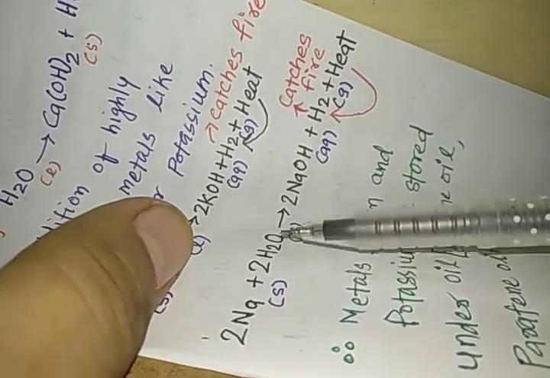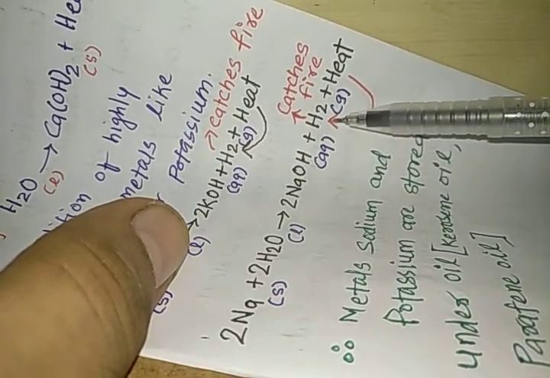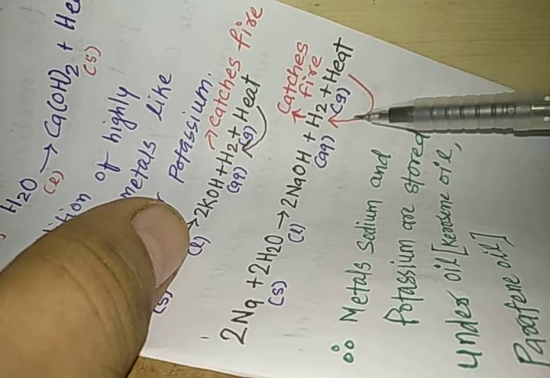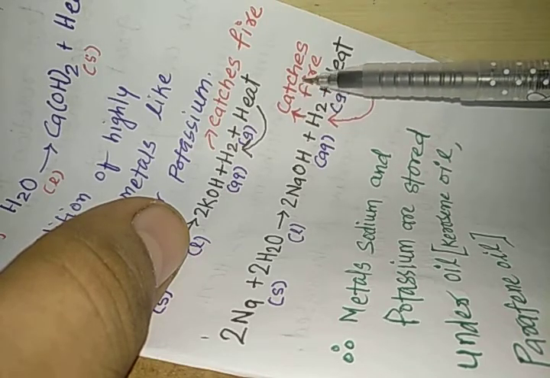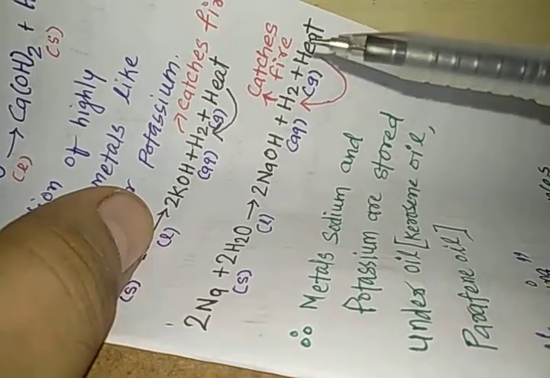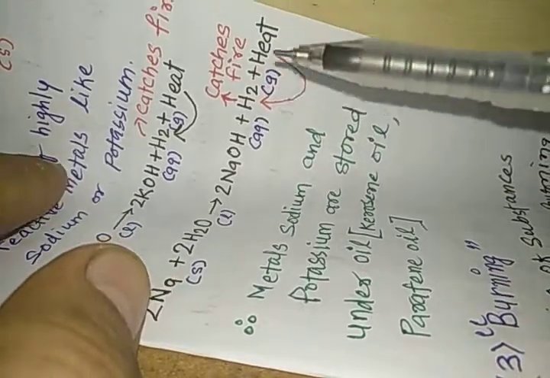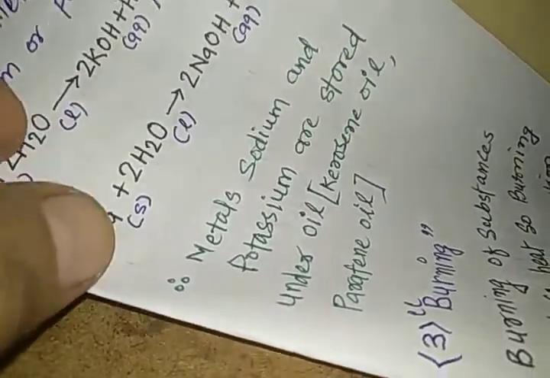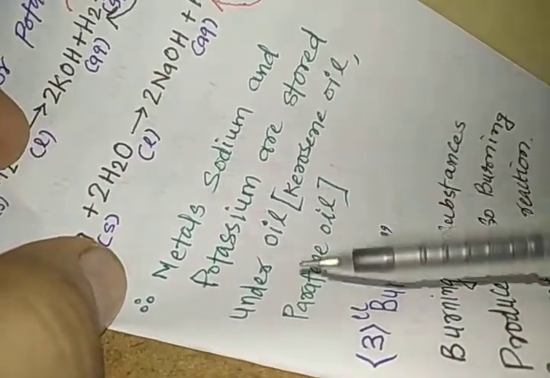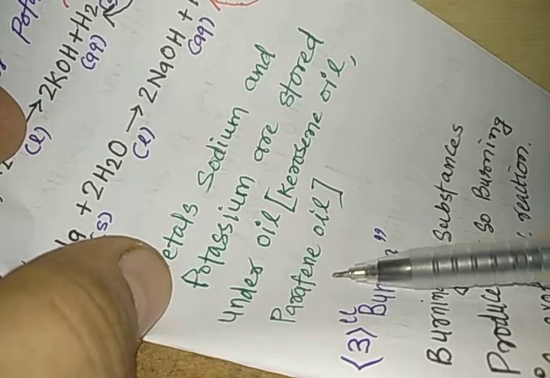When sodium metal reacts with water, it produces sodium hydroxide and hydrogen gas, and a huge amount of heat is produced, due to which the reaction mixture catches fire and it may cause an accident or a blast. That is why metals like sodium and potassium are stored under oil. The oil may be kerosene oil or paraffin oil.